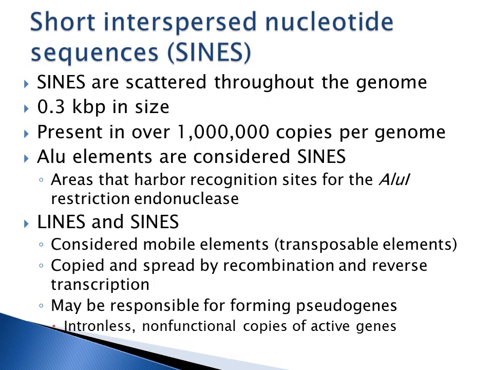So both LINEs and SINEs are considered mobile or transposable elements. They can move throughout the genome. So they're copied and then spread by recombination and also reverse transcription. So these LINEs and SINEs may be responsible for forming pseudogenes, and pseudogenes are genes that don't have an intron and they are non-functional copies of active genes.